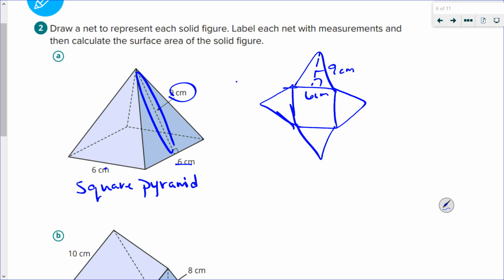Meaning I basically have 2 shapes. I've got the square in the middle and the triangles. So I only have 2 pieces that I need to do. This is a square, so it's just the side length squared. Gives me 6 centimeters squared, or 36 centimeters squared.